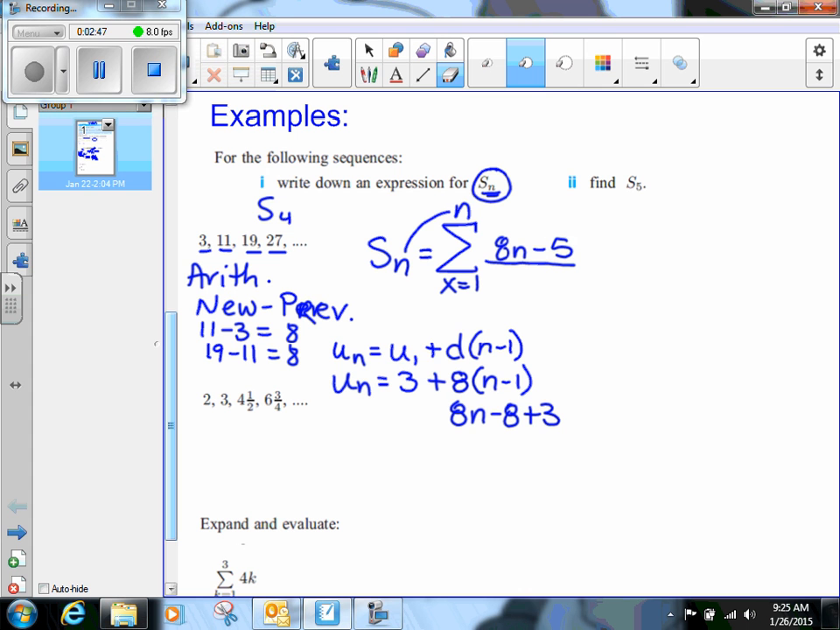So when I'm talking about just S sub n, it's the general rule for the pattern that's here. I didn't know what the rule was, so I had to use my previous knowledge of arithmetic sequences to come up with the rule, and I put it there. So this is just the first part, the general rule.